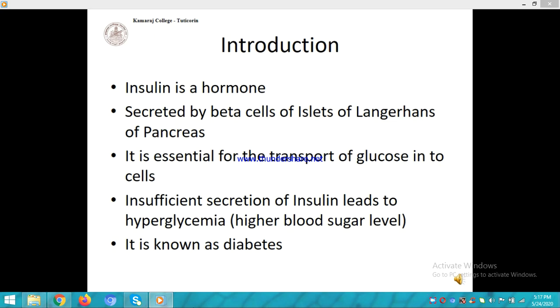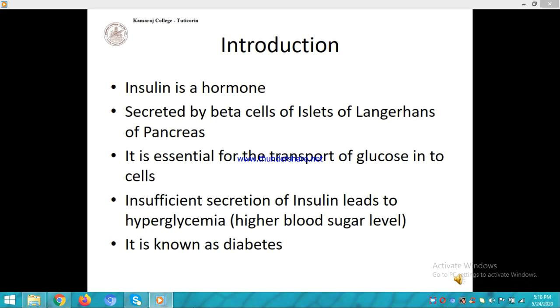This higher blood sugar level is known as a condition called diabetes. This diabetic condition is known as insulin dependent diabetes, because the glucose concentration here mainly rises due to the non-availability of insulin. So this is a very short introduction about insulin, and in the forthcoming slides you will see the structure and function of insulin and its production, how insulin is produced using the recombinant method.